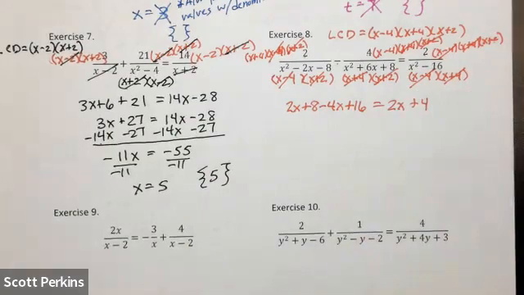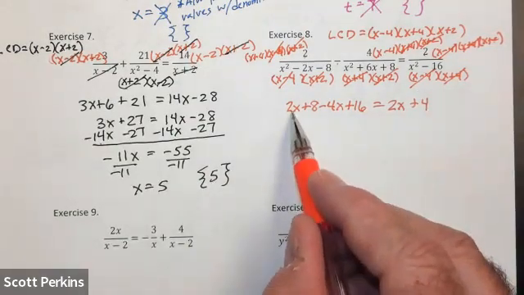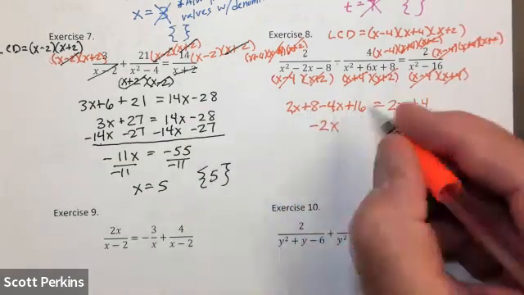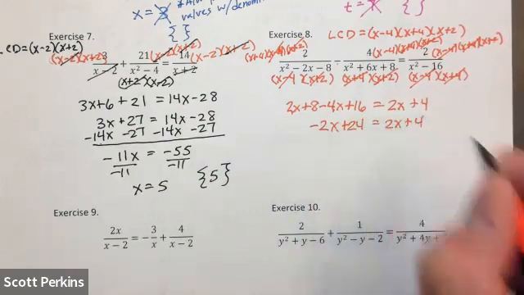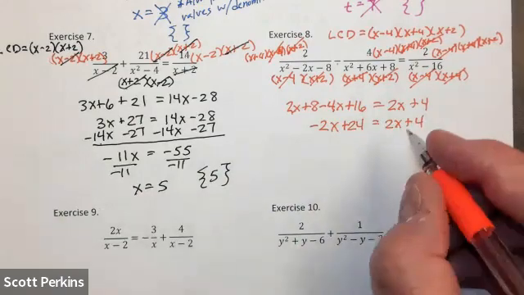So all is said and done, we end up with a fairly tame linear equation. 2x minus 4x is negative 2x. 8 plus 16 is plus 24. I'm going to put all of my x's on one side, all of my numbers on the other, so that I'll be just about done.